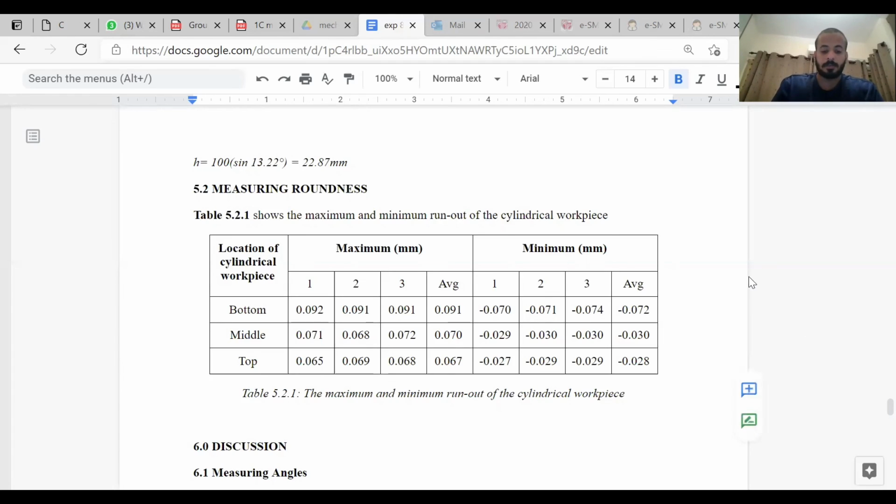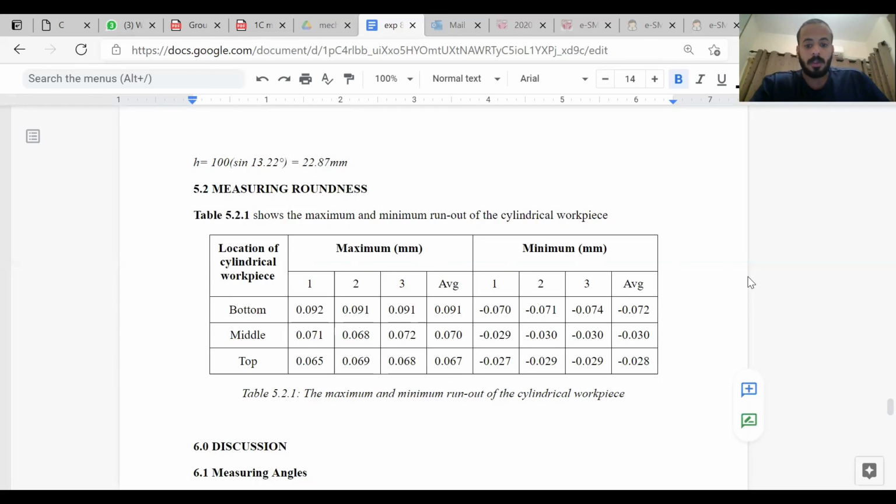To conclude, based on the results obtained, it can be concluded that this experiment is successful because the percentage of error between theoretical value and experimental value is low, which is 0.75%, as stated in the discussion section.